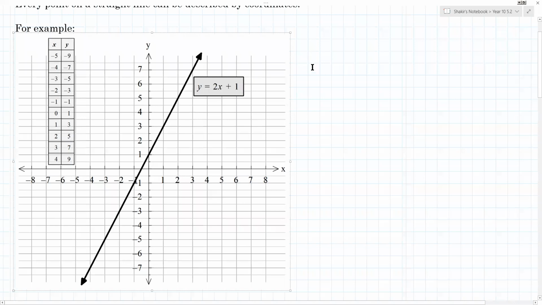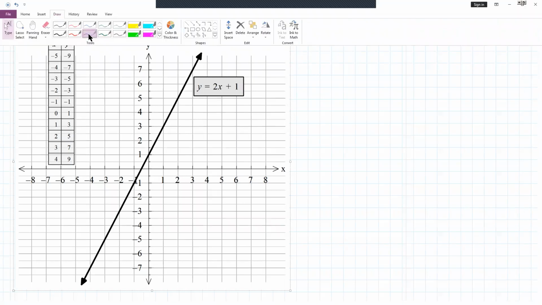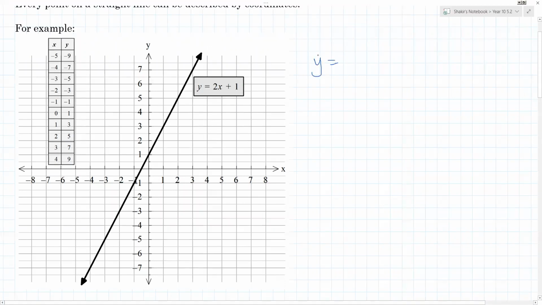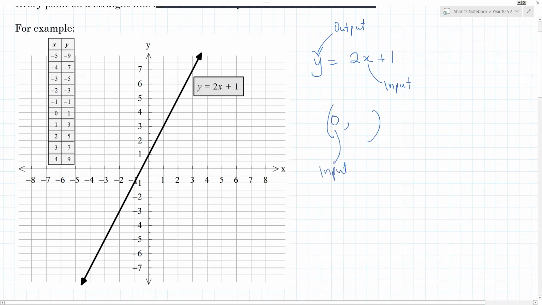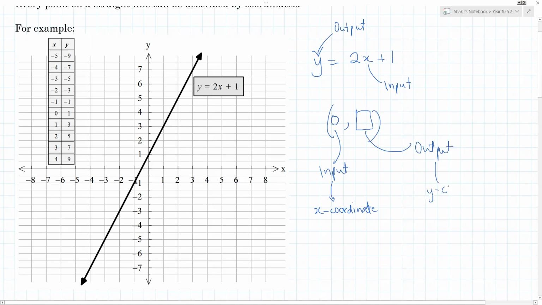So let me just pull out my pen. If y is an output, it's an answer. It's what you get out, depending on what you put in the rule, 2 times x plus 1. Now, obviously, x is the input. It's what you put in. And if I put in x equals 0, what will be my output? When we write coordinates, that's our input, and it's known as the x coordinate. And then over here will be our output, what we get out, and it's known as the y coordinate.